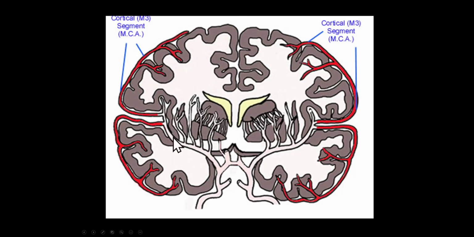Again, if the occlusion is more out here peripherally along the middle cerebral artery, then it's going to be mainly the contralateral lower face and the arm. If the occlusion is more proximal, then you're also going to involve the penetrating branches, these lenticulostriate branches that supply the internal capsule, and then you'll have a pretty dense face, arm, and leg involvement.